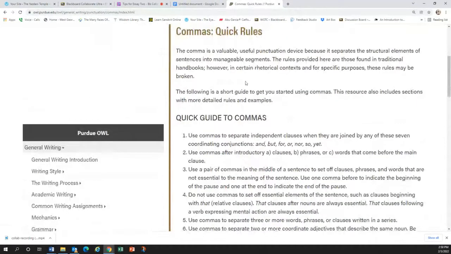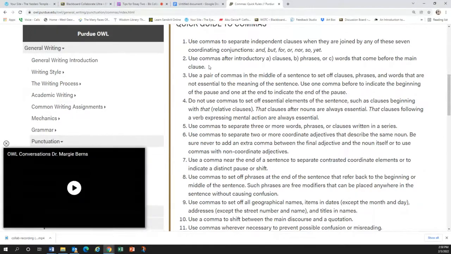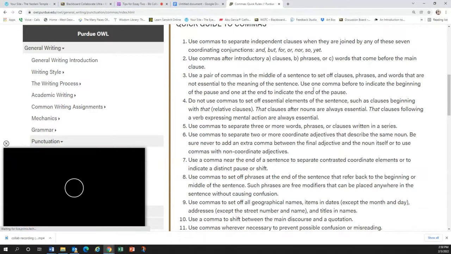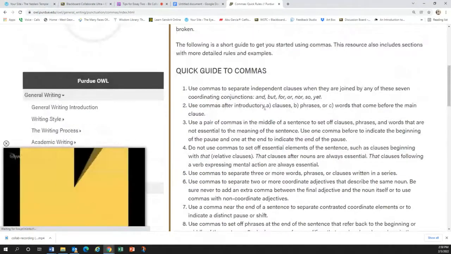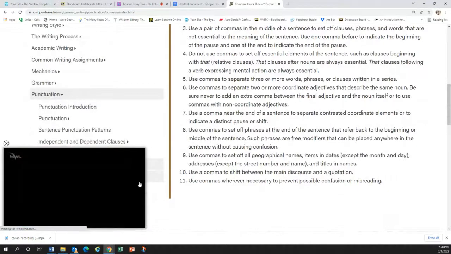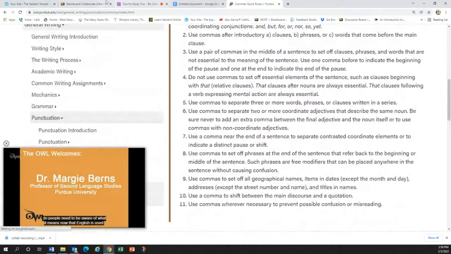Commas quick rules, right? These are all the quick rules for commas. So use commas to separate independent clauses when they are joined by any of the coordinating conjunctions. Use commas after introductory clauses, phrases, or words that come before the main clause, such as foremost, comma, right? Use a pair of commas in the middle of the sentence to set off clauses, phrases, or words that are non-essential to the meaning of the sentence. And so all of this stuff, I'll just let you know that this is here, and you can go and make sure. Most of the grammatical issues I have are with the comma. The comma is a tricky one. So this is available to you.